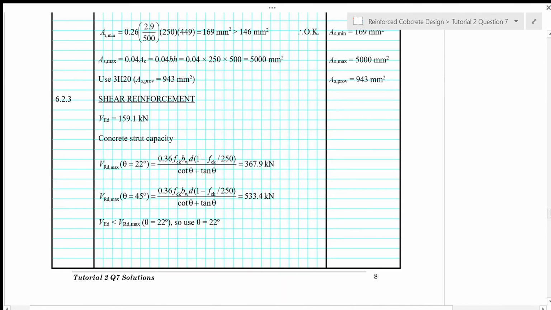After that, we design the shear reinforcement with applied shear force of 159.1 kilonewton, and similar to span AB as well, we calculate VRD,max at theta of 22 degree and VRD,max at 45 degree, and the applied shear force VEd is less than VRD,max at 22 degree, so we use 22 degree in our design calculation.